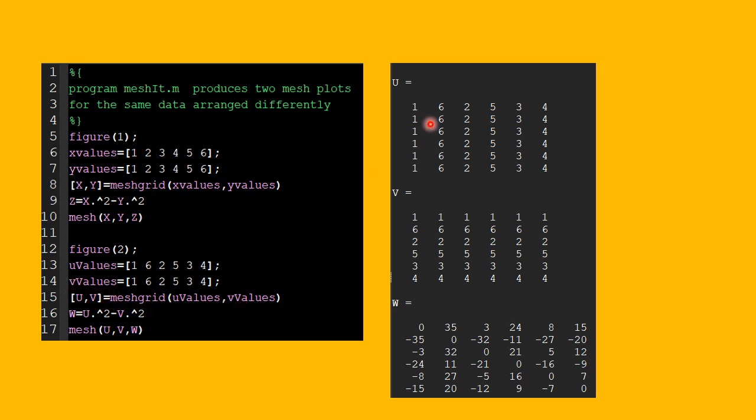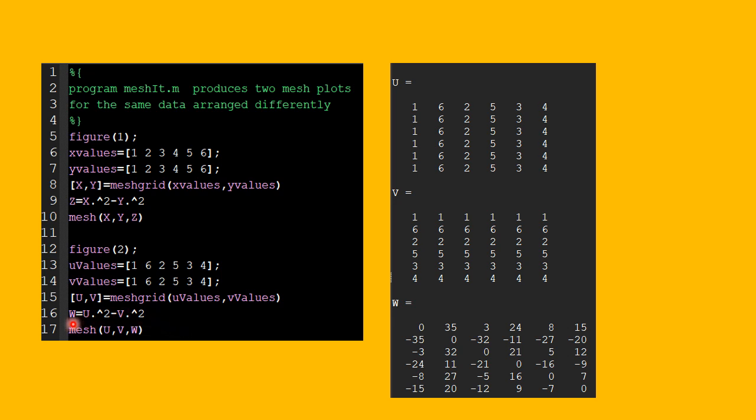So if we look over here, what was stored in U? We have a two-dimensional array here, and the columns are 1, 6, 2, 5, 3, 4. If we look at what happens to capital V, it's going to be this two-dimensional array where the rows are constantly 1, 6, 2, 5, 3, and 4.